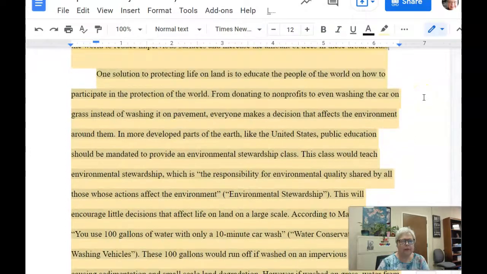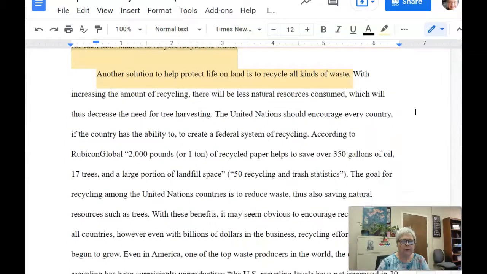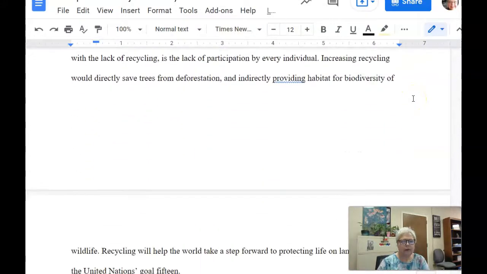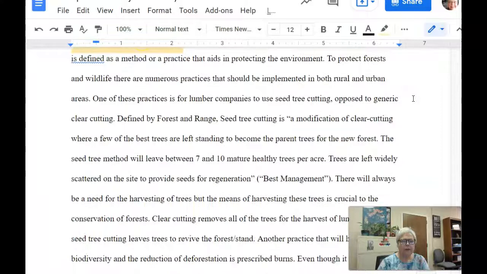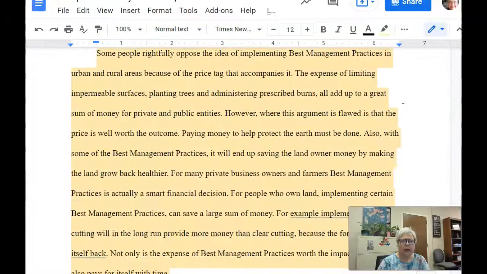We've already been over this. One solution is this. And you can see how he brought in information to back up the solution. Another solution is this, and he's brought in evidence again. And then his third solution, and brought in evidence for that as well. Then he is at the refutation paragraph.